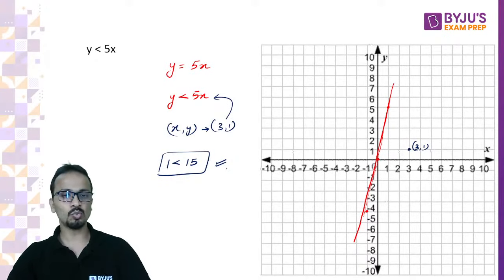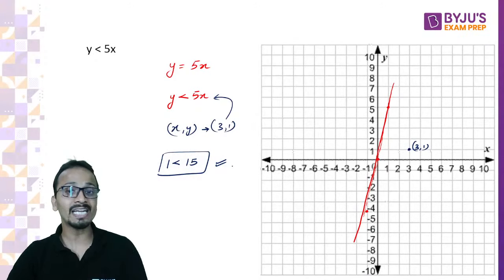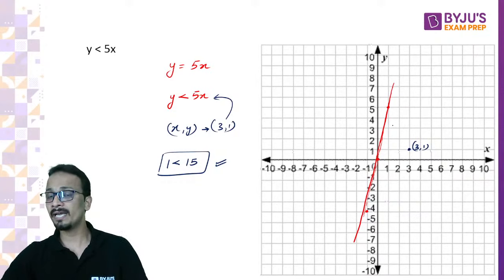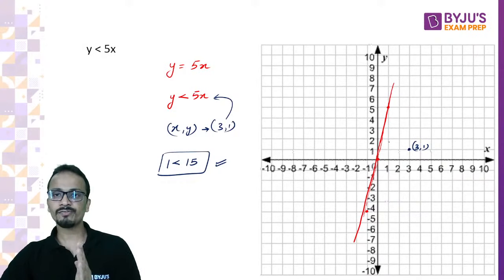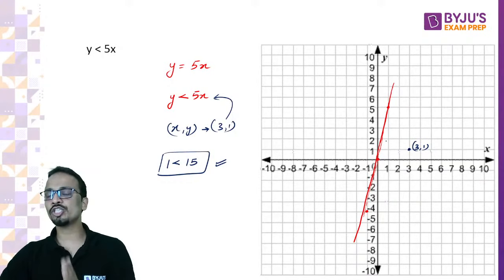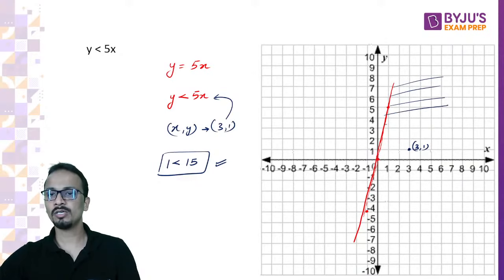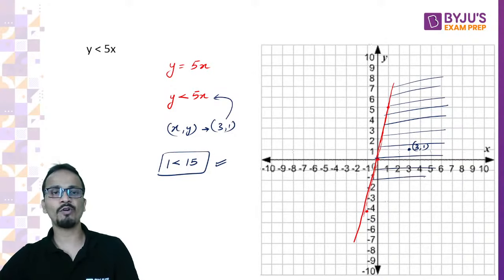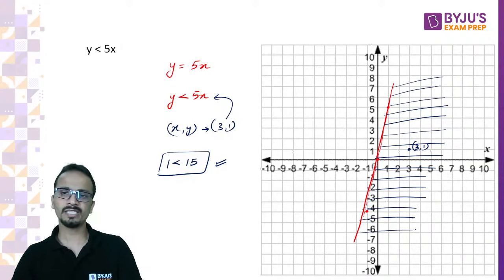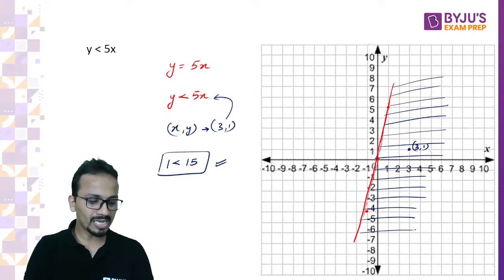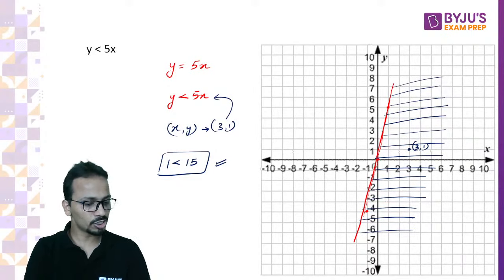Since 1 is less than 15, I can say that this particular point is satisfying the inequality, and hence the region which is on the right hand side of this particular line will be the graph of this inequation. So this shaded region will be the graph for y is less than 5x. All right, am I clear? So I'll quickly elaborate what I have just discussed.